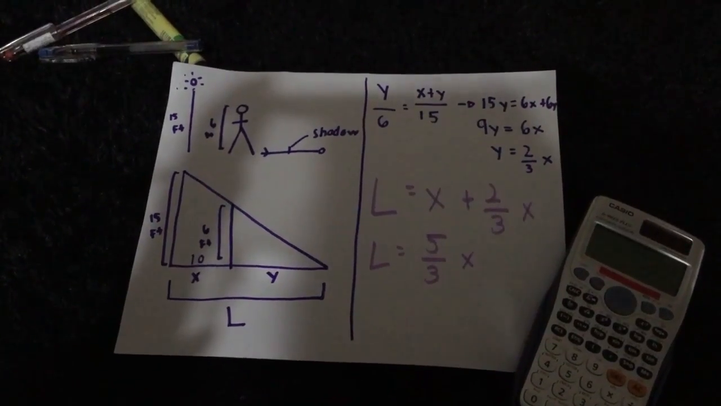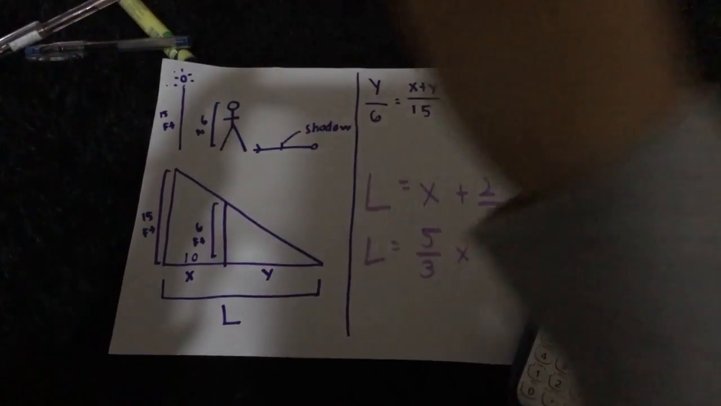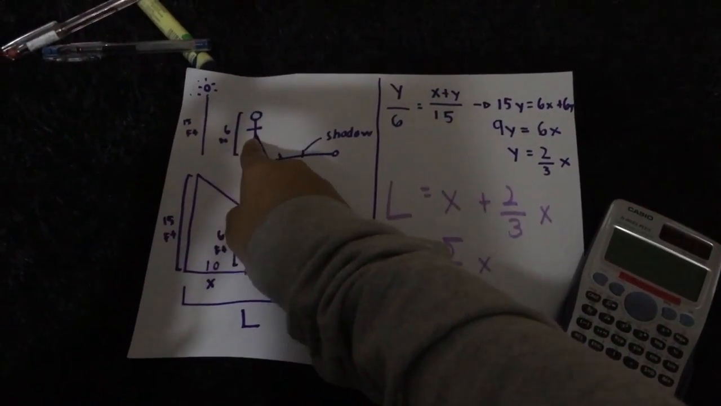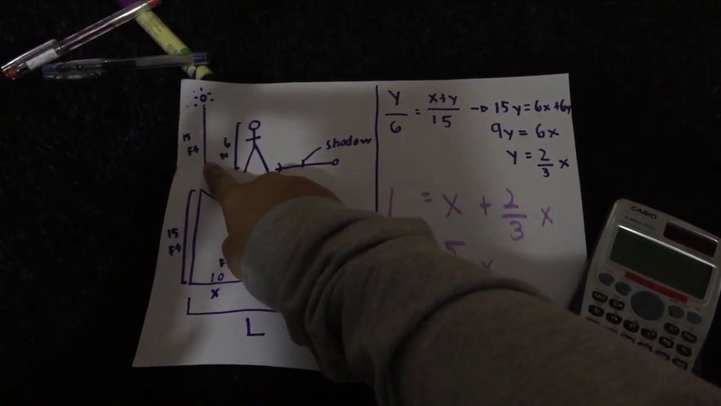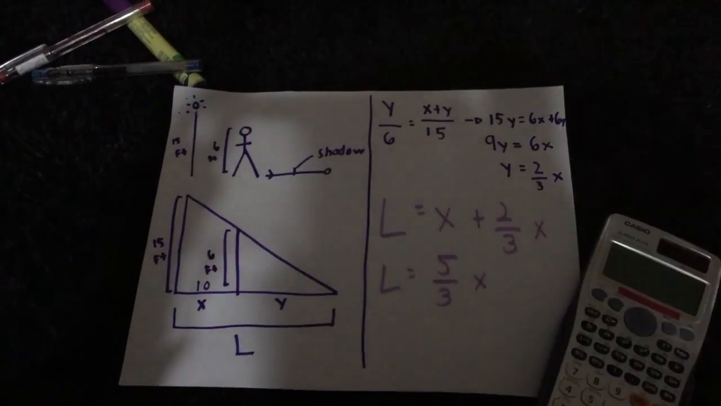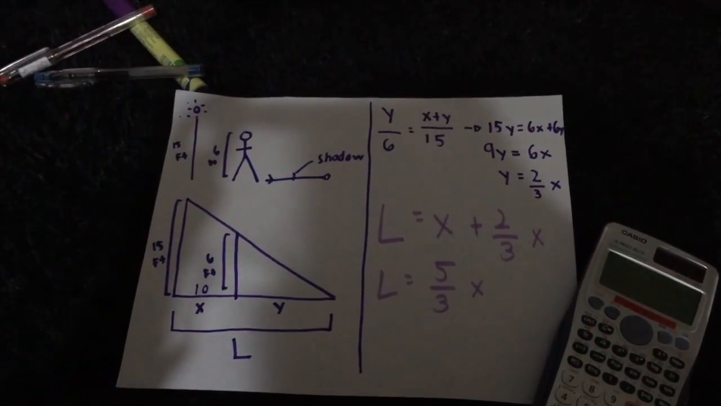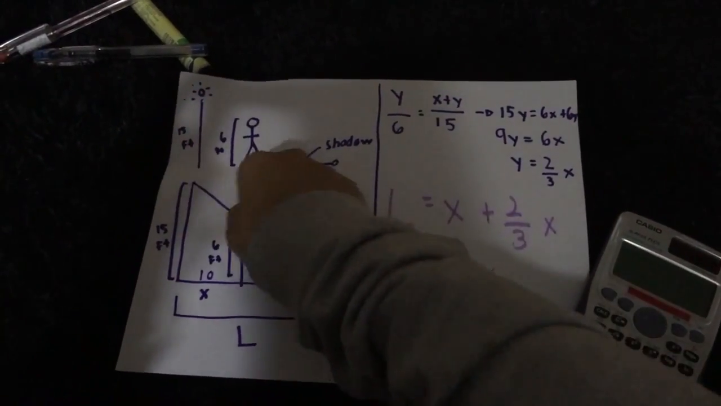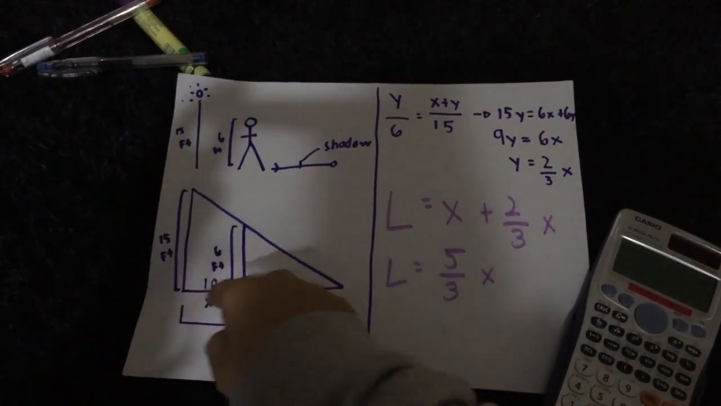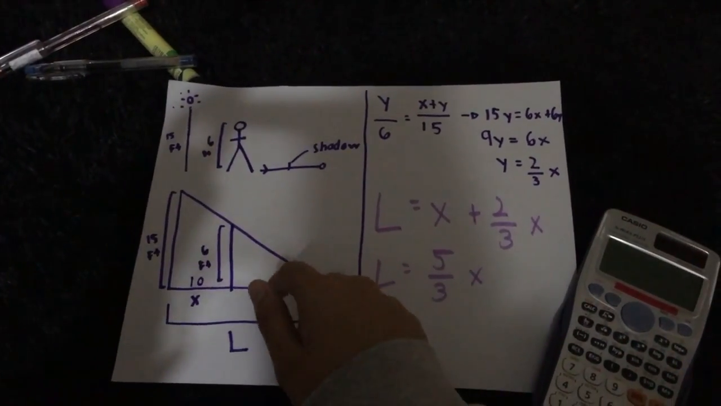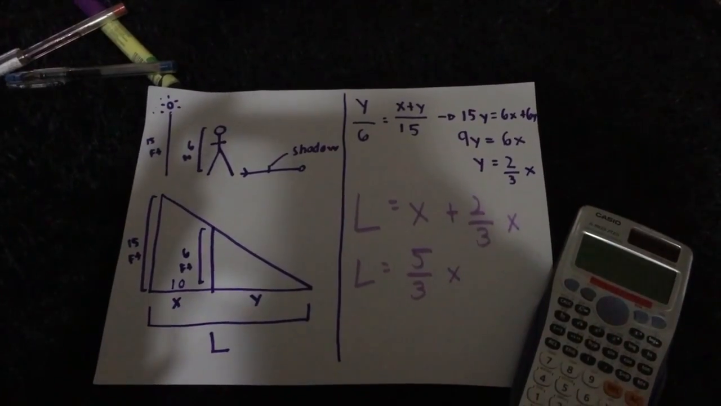In this problem, we should first illustrate. As you can see here, I drew a man 6 feet tall, and this is the light which is 15 feet above the ground. As you can see, this figure looks like a right triangle. So, I wrote a right triangle here for it to be more mathematically understandable.